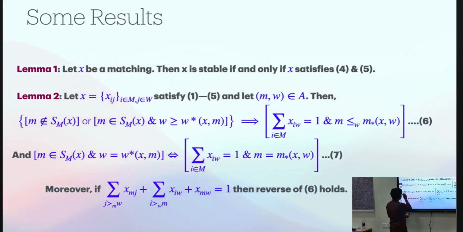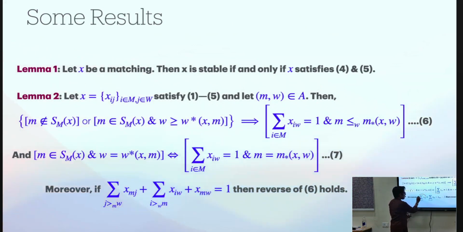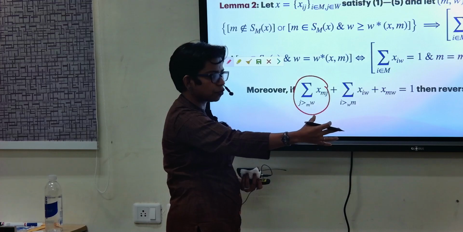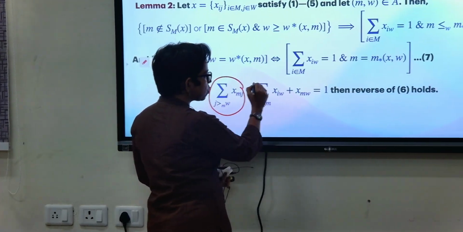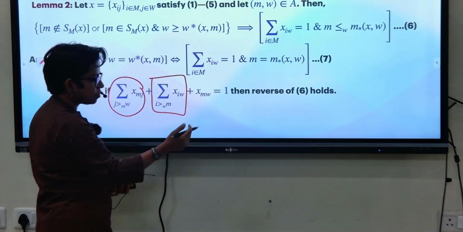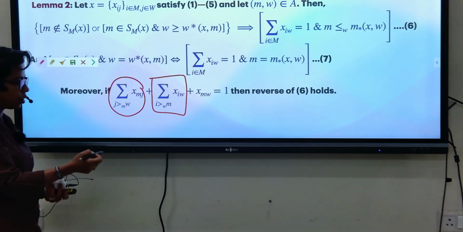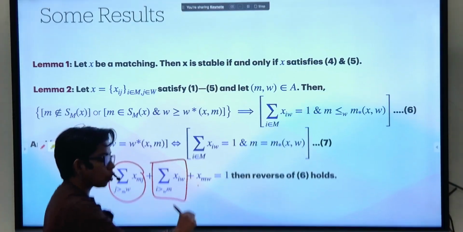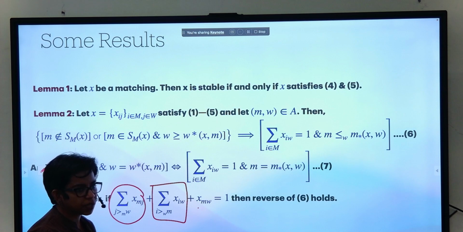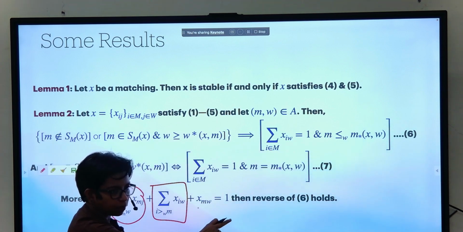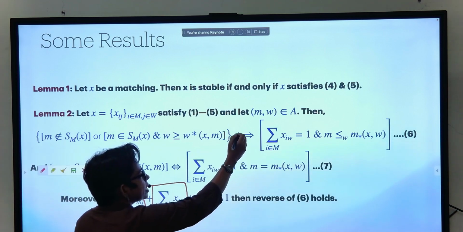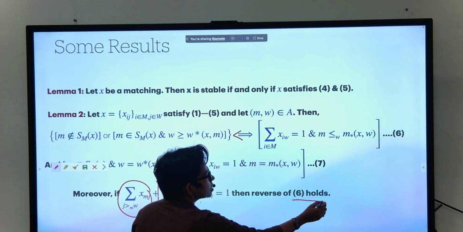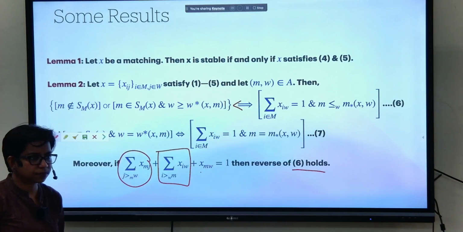That this summation basically tells me how much and how much fraction of those women are assigned to him. This quantity is the same quantity but from the perspective of the woman, W, and this is whether or not they are at all matched to each other. If this is actually equal to 1, then it turns out this direction also holds. If this holds, then this direction will also hold.